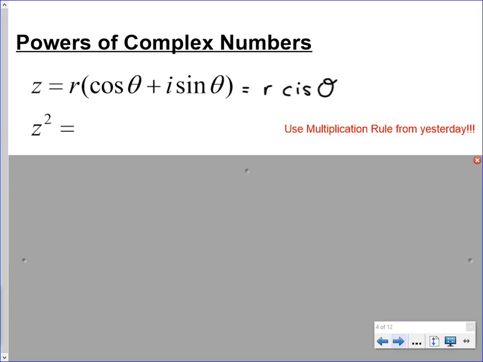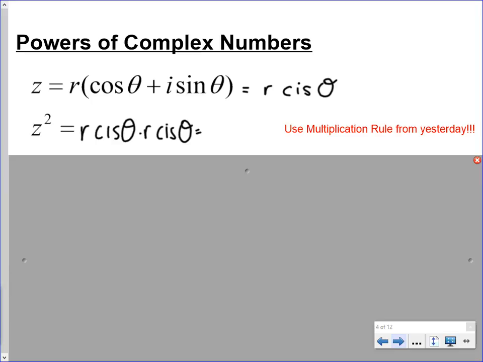Let me ask you this question, just basic mathematics. What does it mean to square a number? Multiply it by itself, Emily says. So we're going to take z, r cis theta, and we're going to multiply it by itself. So we're going to take r cis theta times r cis theta. And we have a multiplication rule from yesterday. So we have a multiplication and division rule from yesterday.